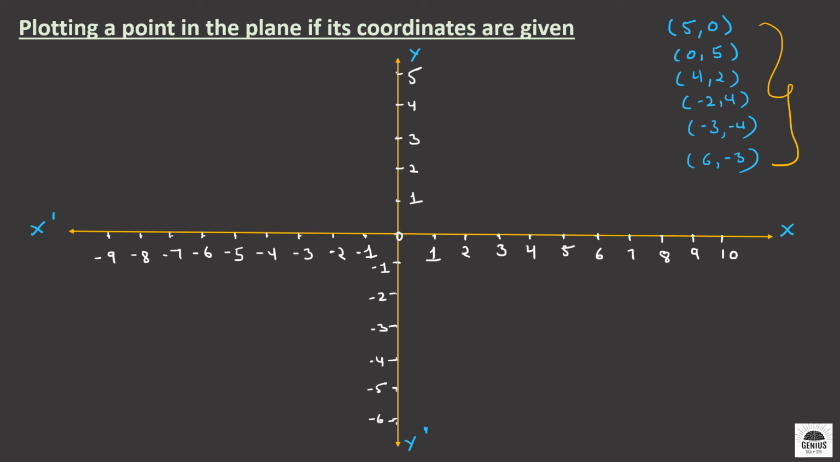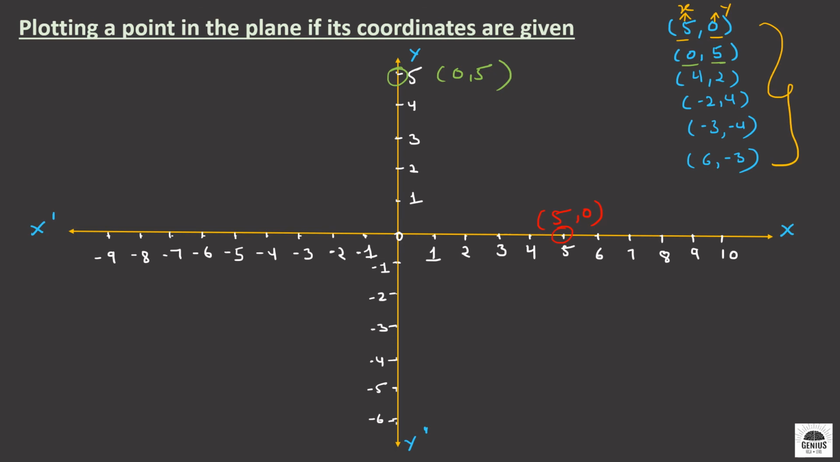Okay, so let's start with 5, 0. The first number always shows the x coordinate and the second number always shows the y coordinate. So here the x coordinate is 5 and the y coordinate is 0, so we will not move toward the y-axis. So this point will show 5, 0. Now the next is 0, 5. Here the x coordinate is 0 and the y coordinate is 5, so this point will show 0, 5, because the x coordinate is 0, so we will not move toward the x-axis.